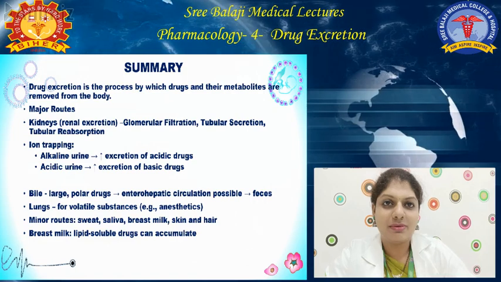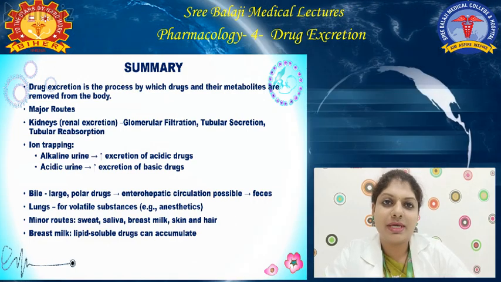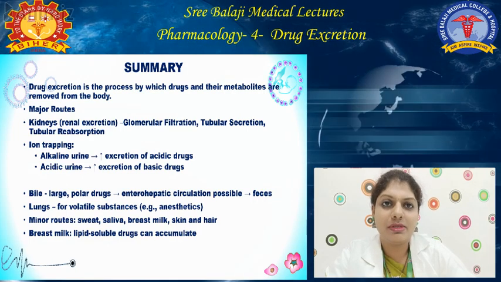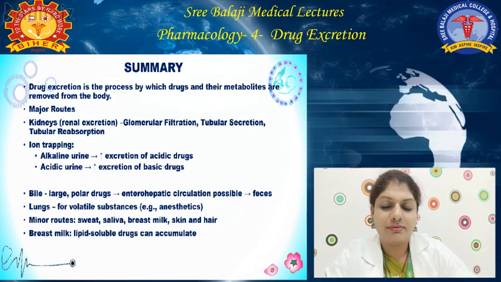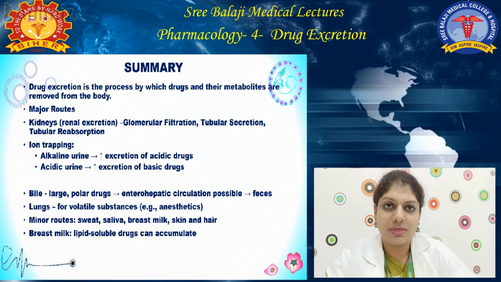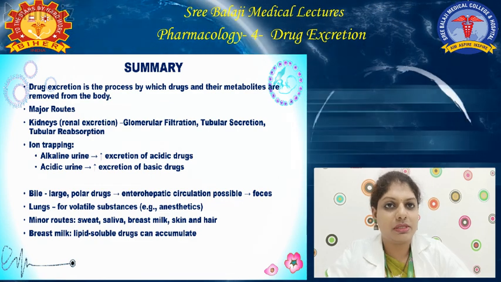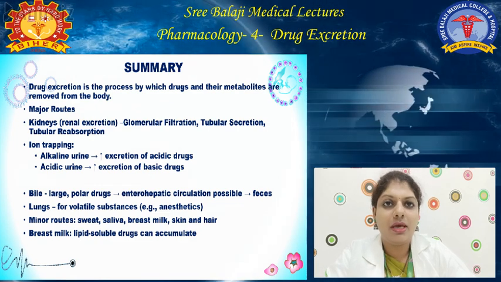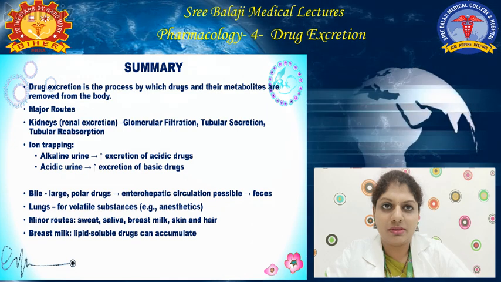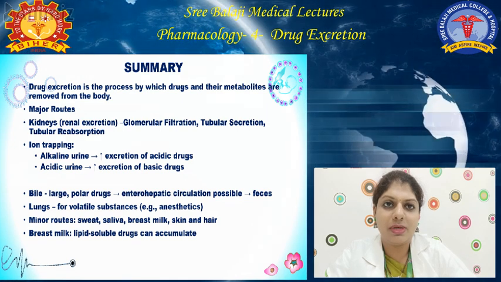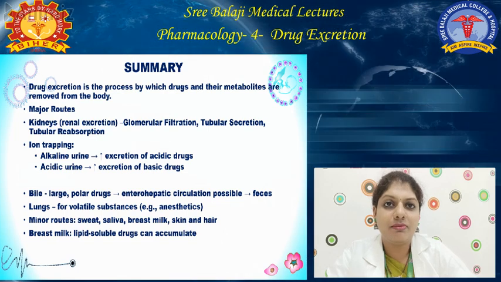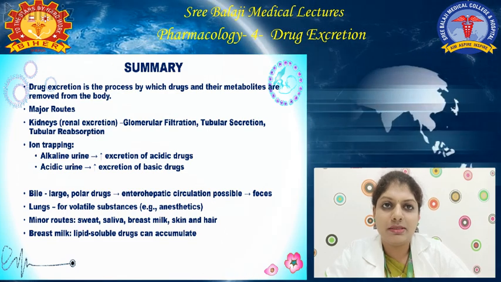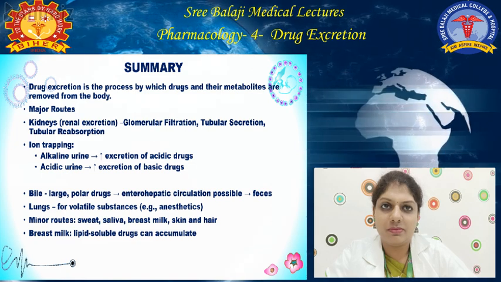So to summarize today's class, drug excretion is a process by which the body gets rid of the drug as well as its metabolite. And we have two routes, major routes as well as minor routes. And the renal route of excretion is very important out of all. And next is the biliary route of excretion. And third one is the pulmonary route of excretion and the fecal route of excretion. Apart from this, we have minor routes, that is sweat, skin, saliva, and breast milk.